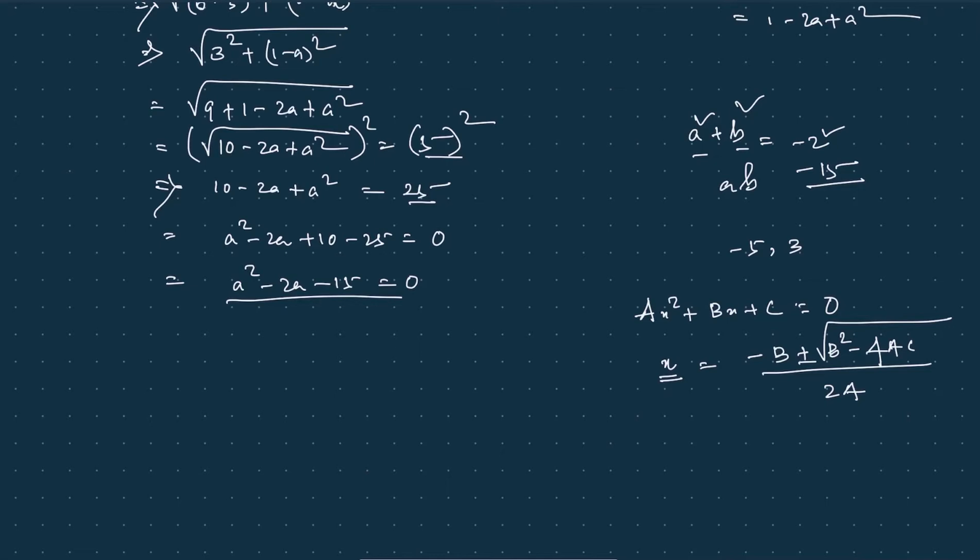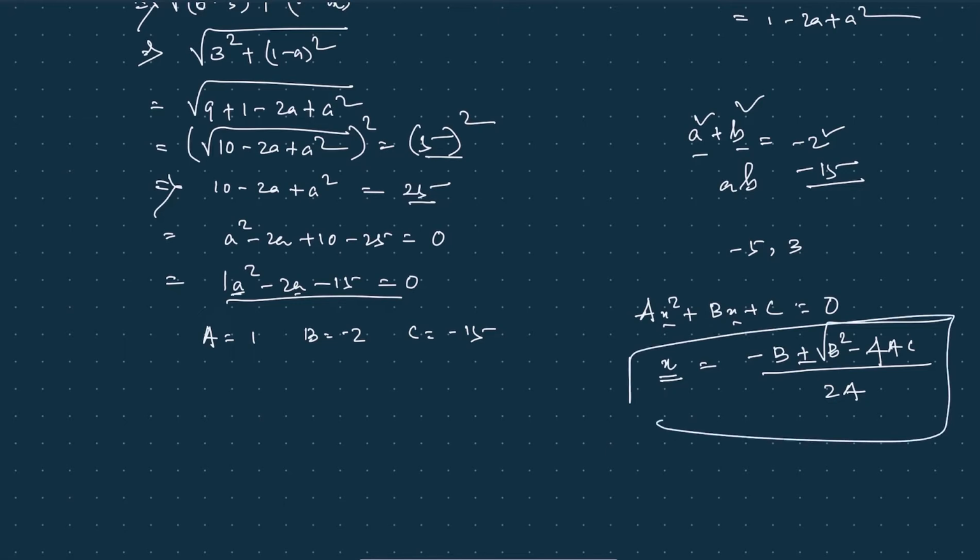So now, what exactly are the coefficients here? The variable is a. Here x is given in the formula, but here the variable is a instead of x. So what is our capital A? Capital A is 1. What is our capital B? Capital B is minus 2. And what is our capital C? Capital C is equal to minus 15. So I'm going to write A is equal to 1, B is equal to minus 2, and C is equal to minus 15. By this formula, I'm going to replace the values.